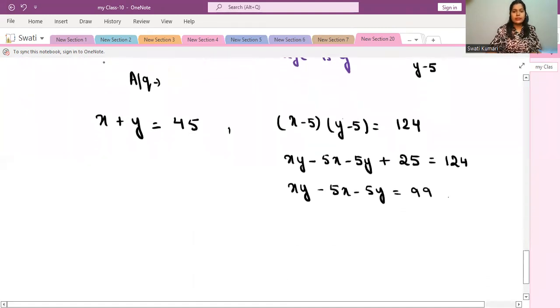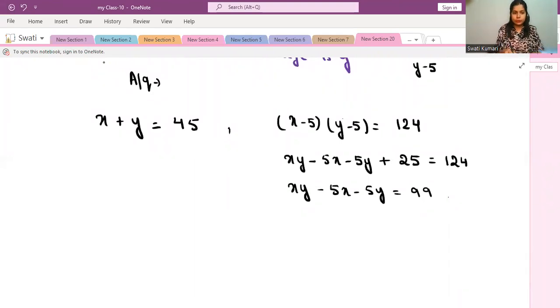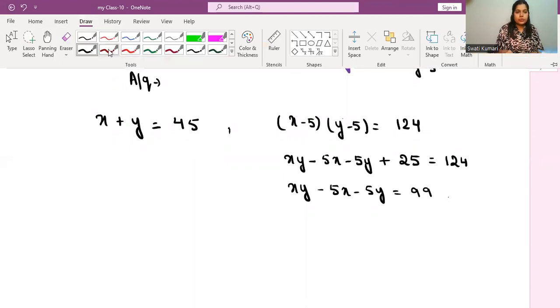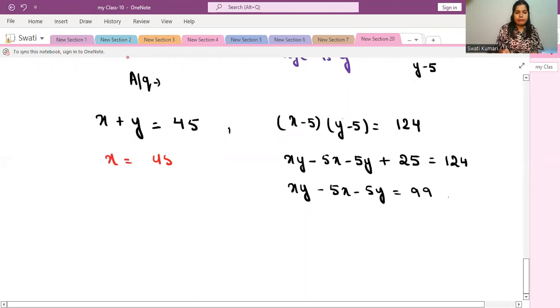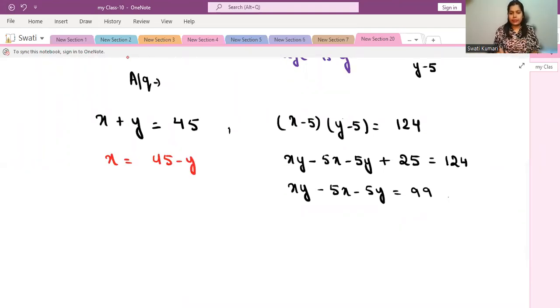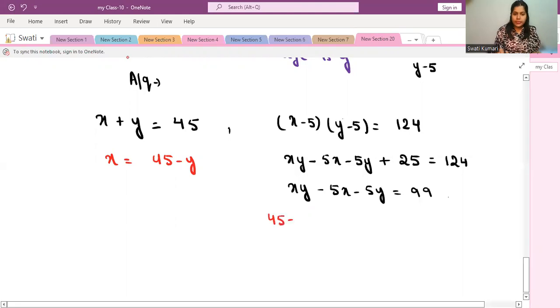Now here you can see that it feels like we are stuck. What to do now? What to do next? It's very simple. You just have to substitute either x or y from this. So let's substitute here x equals 45 minus y. Now let us write down wherever it is x, 45 minus y. So this will become 45 minus y.